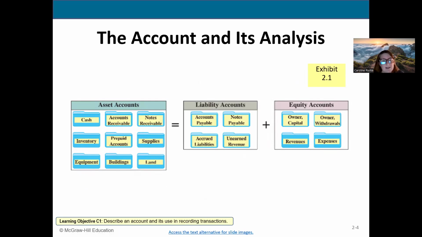So for assets, that's things that we own. We have things like cash and land and supplies and inventory. Okay, that equals liabilities plus equity. In our liability accounts, those are things that we owe. Okay, we have our accounts payable, our notes payable, our unearned revenue. Then we have equity. Okay, this is the money that we put into our business. We got the owner's capital, the owner's withdrawals, we have our revenues and expenses.